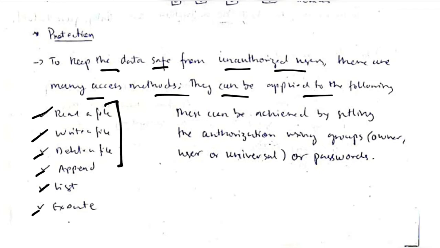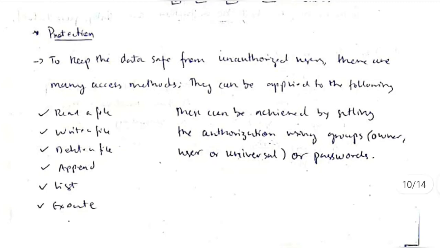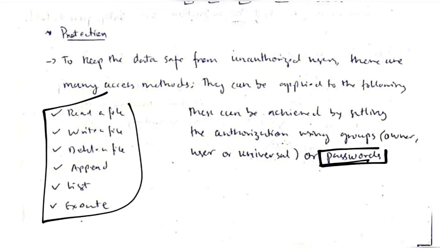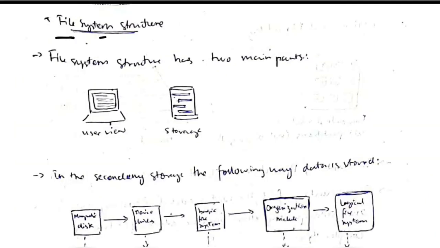So there are three types. First one is owner. Only the owner can access these files. Or users, which means the users who are authorized to access. Or universal, which means anyone can access. And the next option is the setting of passwords, which means only the people who have the password can access the data.